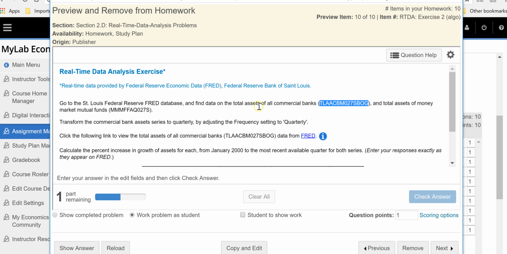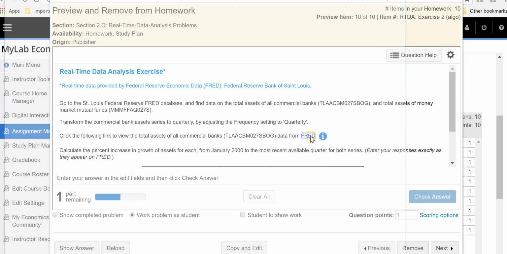Sometimes if you just put the names of the database, like in this case, total assets of all commercial banks, you may have multiple series, but if you just put this symbol here, most likely you just have one unique match. And total assets of money market mutual funds. Transform the commercial bank assets series to quarterly by adjusting the frequency setting to quarterly. Click the following link to view the total assets of all commercial banks.